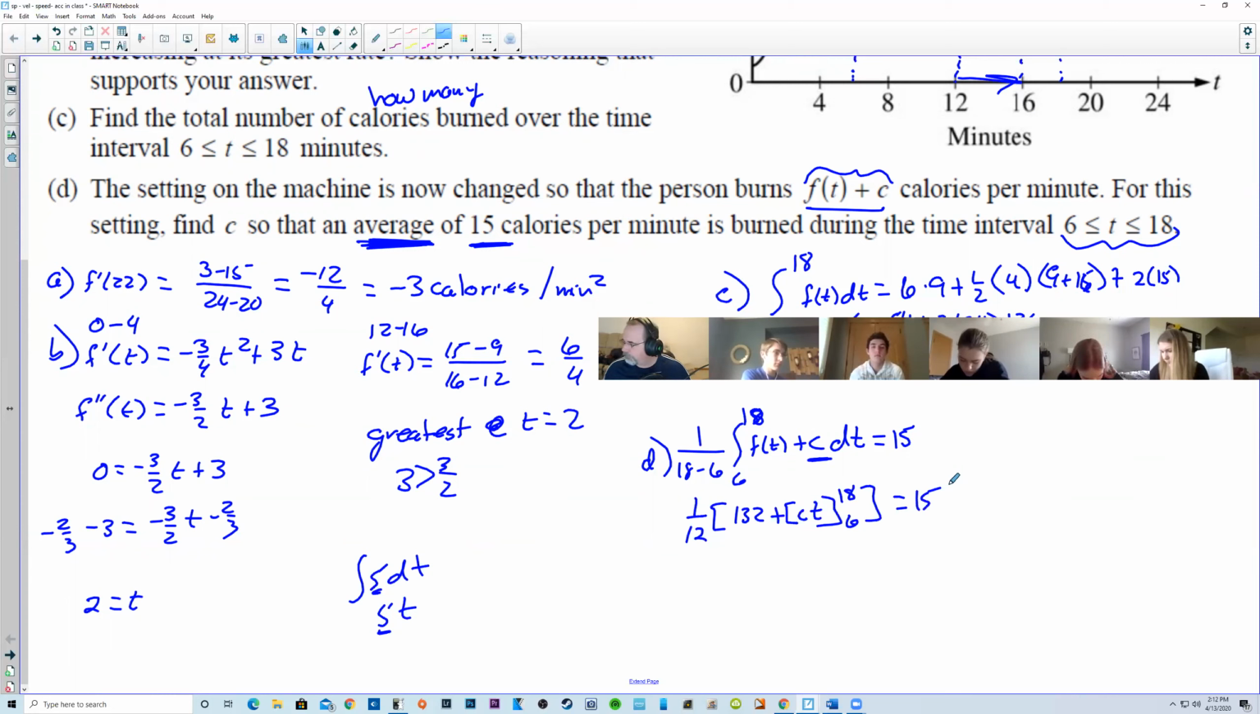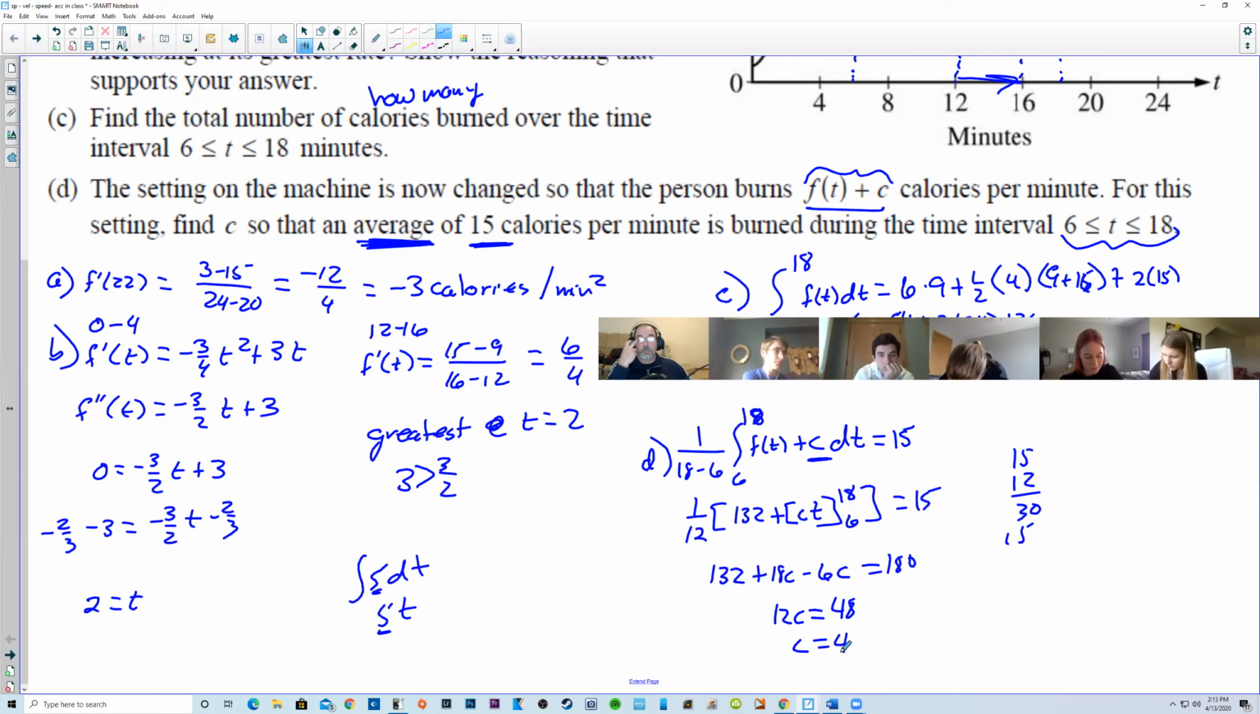Good so far? God, I love calculus. 132 plus, well, you plug in the top, 18c, plug in the bottom. Oh, it's minus, right? Look at me forgetting the basics. Not plus, minus 6c is equal to, if I multiply the 12 over, 15 times 12 is 180. Well, that's going to be 12c is equal to 48. So c should be 4.